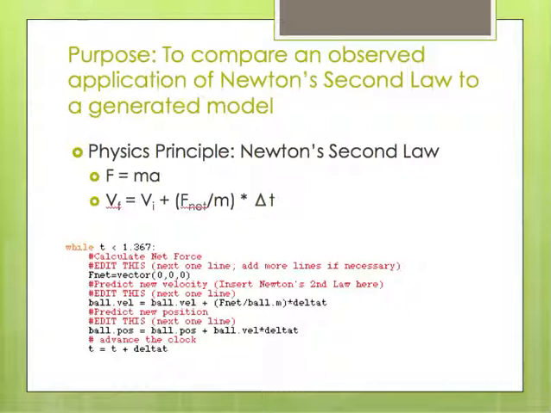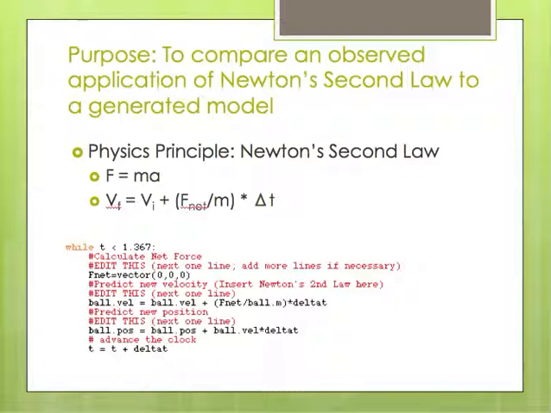In order to do this, I use the physics principle Newton's second law, which in its prime form is force is equal to mass times acceleration, or F is equal to ma. However, for the purposes of this lab, I had to translate it over into a different form that was more useful. This new form is Vf, velocity final, is equal to Vi, velocity initial, plus Fnet, the net force, divided by m, mass, times delta t, or the change in time.